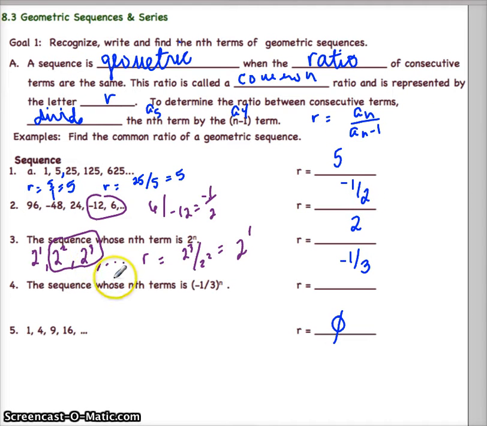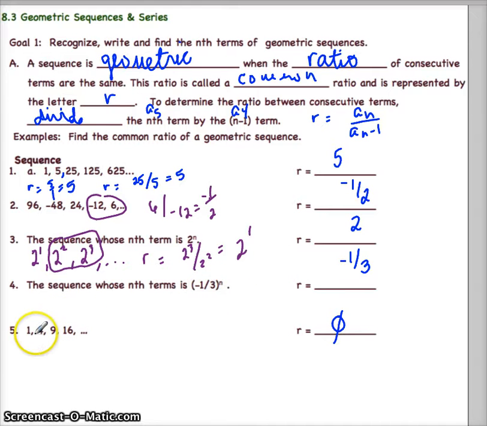Number 4, the sequence whose nth term is negative 1/3 to the n. Again, pretty intuitive here. We know that if we're raising to the nth power, then we'd have negative 1/3 to the first, to the second, to the third. So in other words, we're multiplying by negative 1/3 each time.